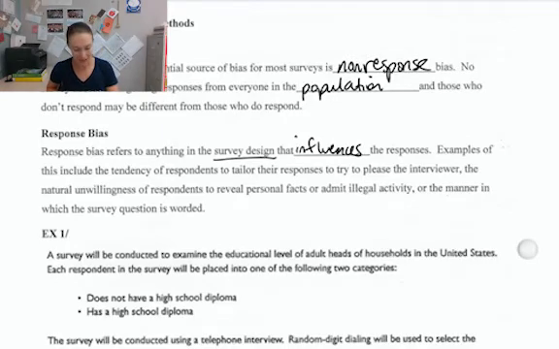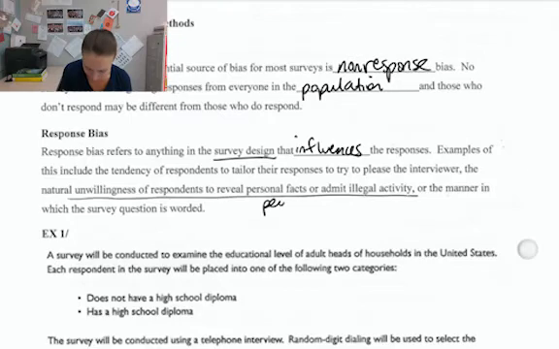Or we could see natural unwillingness of respondents to reveal personal facts or admit illegal activities. So this would be people lie. They really do. Or it could be with how the survey was worded. It could be worded more towards one side than the other and not really neutral wording. So these are all examples of response bias.